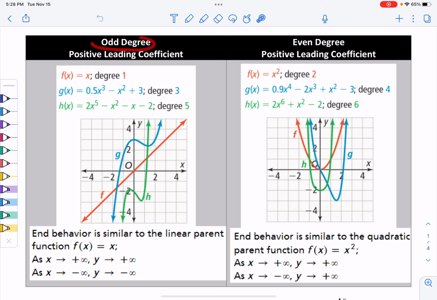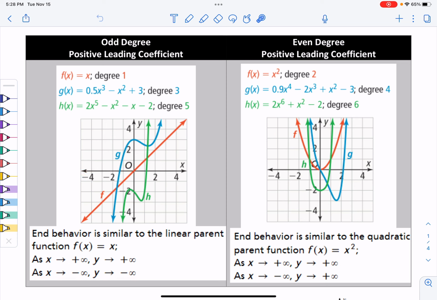If you have an odd degree function with a positive leading coefficient, the end behavior is going to look like this line, just the line y equals x, which is what this states right here. End behavior is similar to the linear parent function f of x equals x. What this means is that as x goes to positive infinity, you can see here, as we move this direction with x, y is going to positive infinity. As x goes this way, y is going up. Now, as x goes to negative infinity, y is going down to negative infinity.